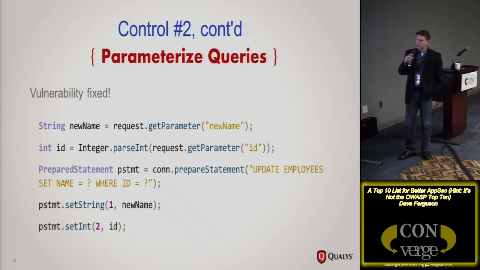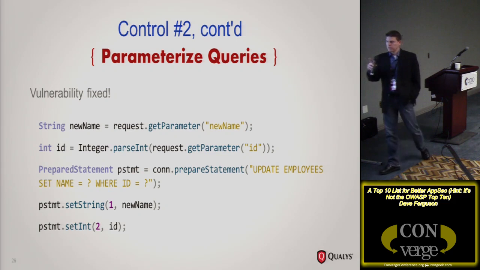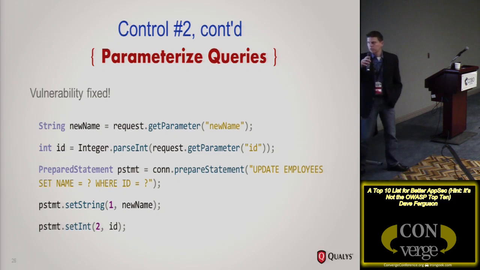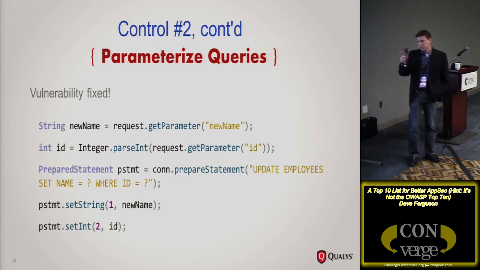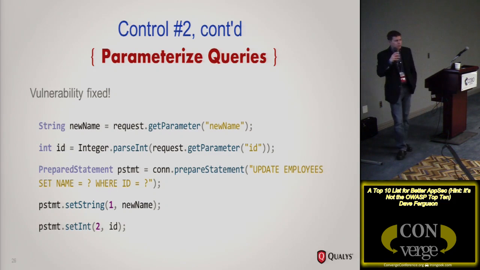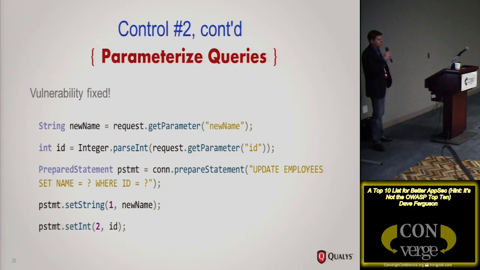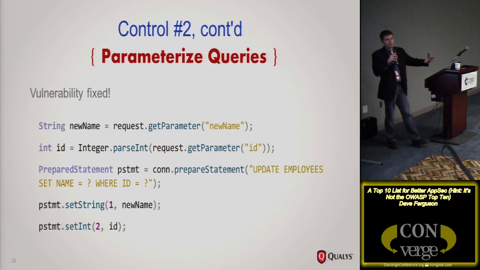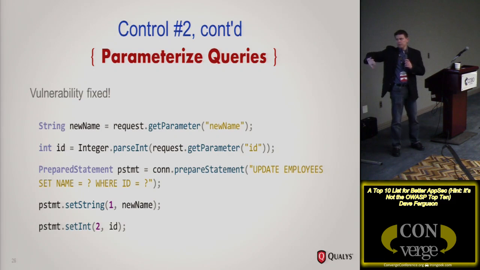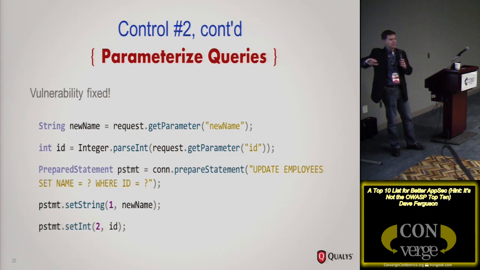So the one here under set string just refers to the first question mark, and the 2 on the set int is referring to the second question mark. And that's pretty much it. You're 100% protected against SQL injection here, because essentially the statement is fixed and can't be changed. The only thing that can be changed is the data in the question mark, the placeholders.